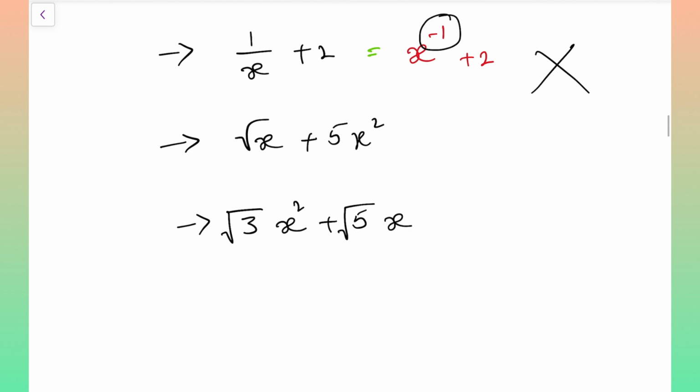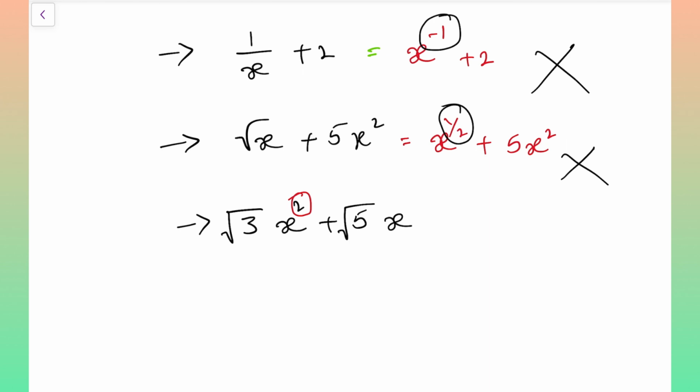Next question. Root x plus 5x square. Root x, what is the value of root x? x power 1 by 2 plus 5x square. Now here power is 1 by 2. 1 by 2 is not a whole number, so this is not a polynomial.